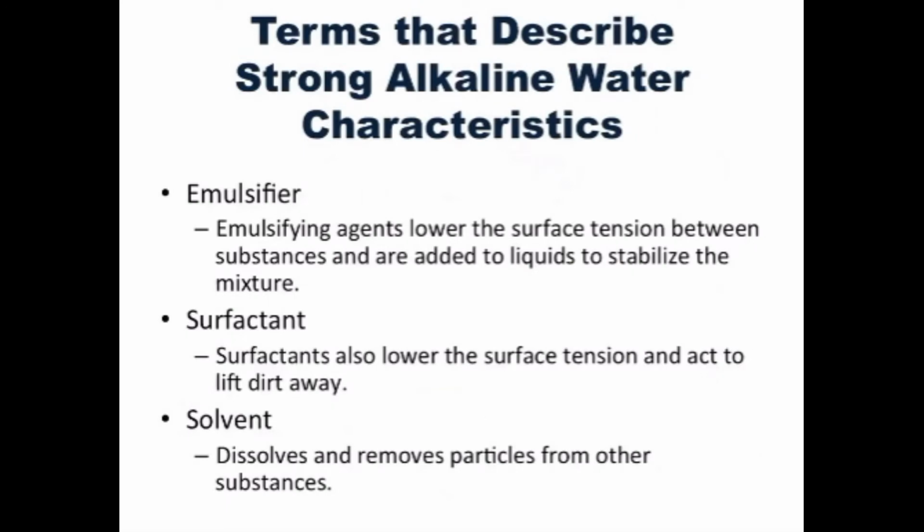And terms that describe strong alkaline water characteristics would be emulsifying. An emulsifying agent lowers the surface tension between various substances, and they're added to liquids to stabilize the mixture. And a surfactant also lowers the surface tension and acts to lift dirt and other substances away, while a solvent dissolves and removes particles from other substances.